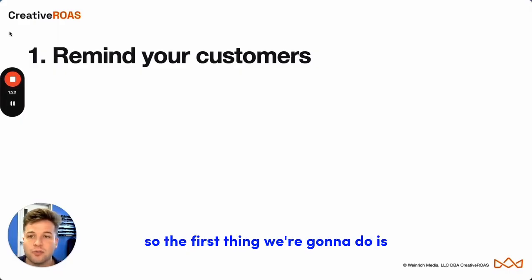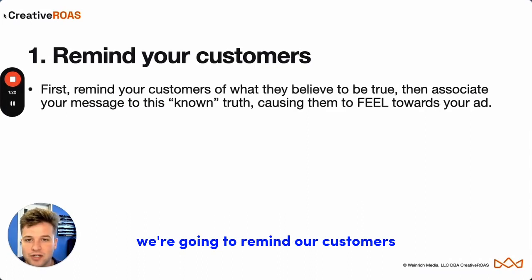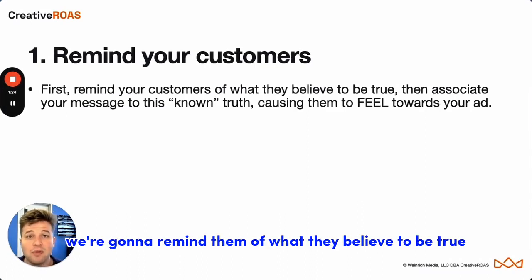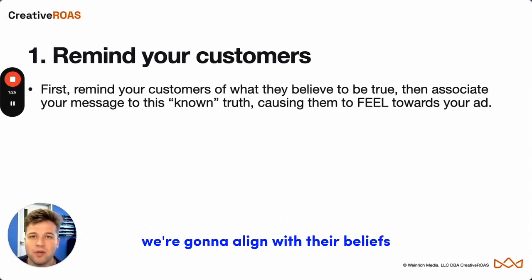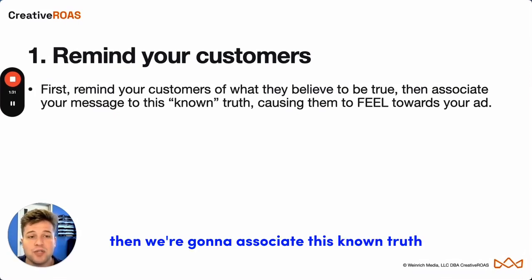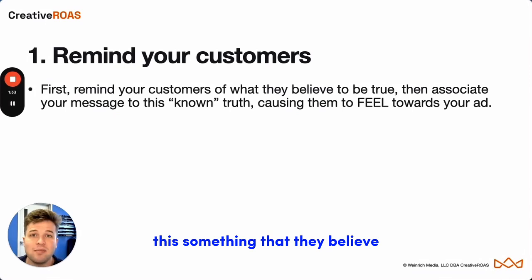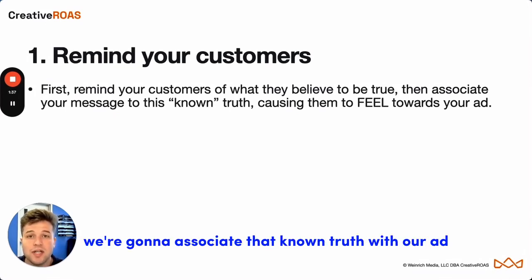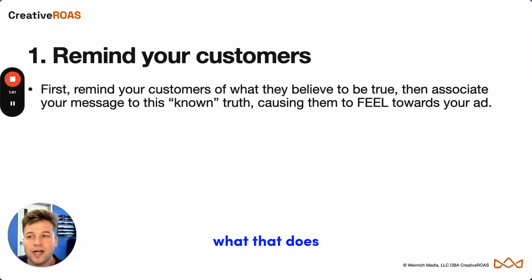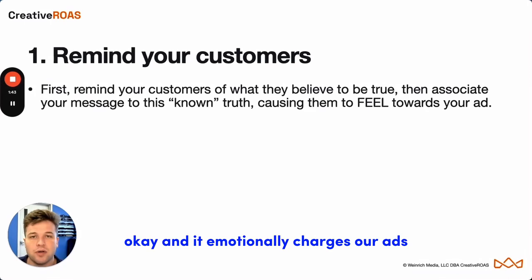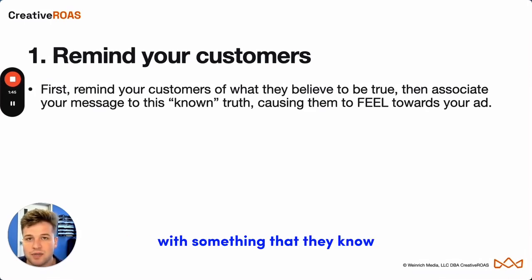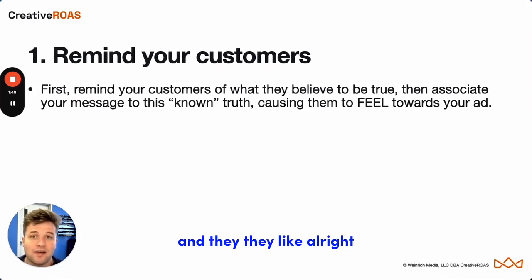So the first thing that we're going to do is we are going to remind our customers. We're going to remind them of what they believe to be true. We're going to align with their beliefs. We're going to have affinity with what they believe to be true, and then we're going to associate this known truth, this something that they believe. All of our target audience is going to believe the same thing. We're going to associate that known truth with our ad, and essentially what that does is it makes our ads emotional, okay? And it emotionally charges our ads with something that they know and they like, all right?